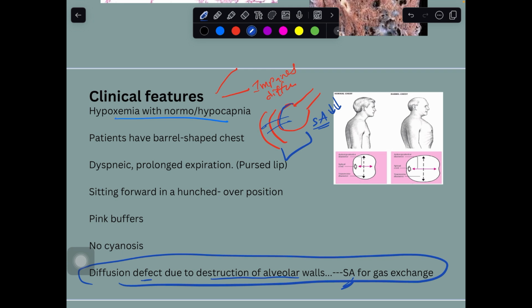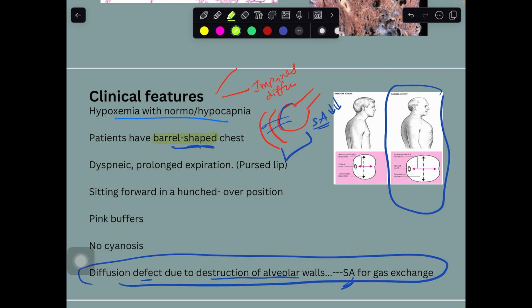It's a problem. These patients have a barrel-shaped chest because of the dilation. This is the picture of it. So these are very important keywords you need to look out for. Barrel chest makes sense because I have dilations of the alveoli and the sinus region.